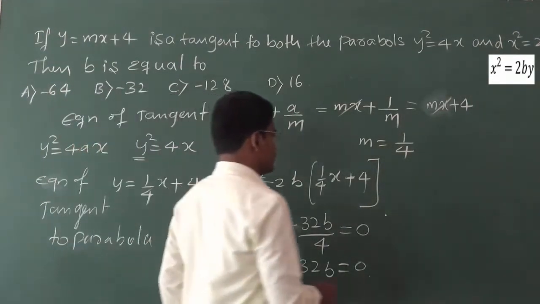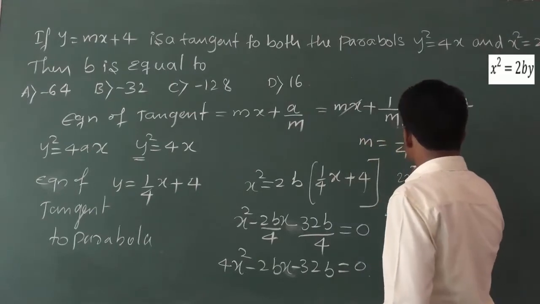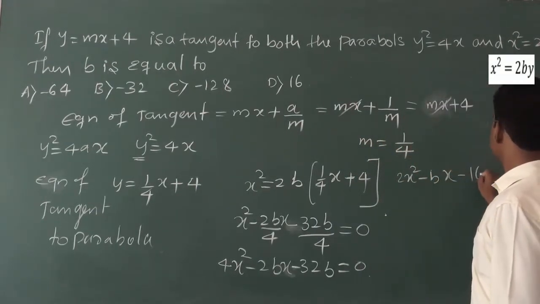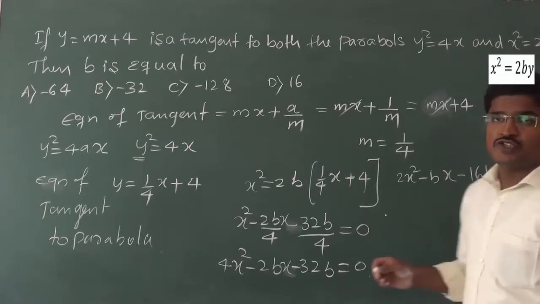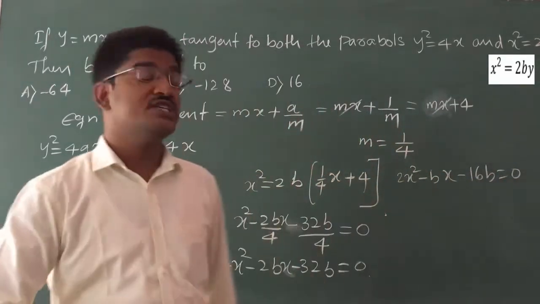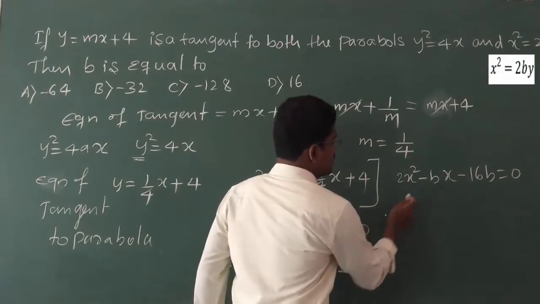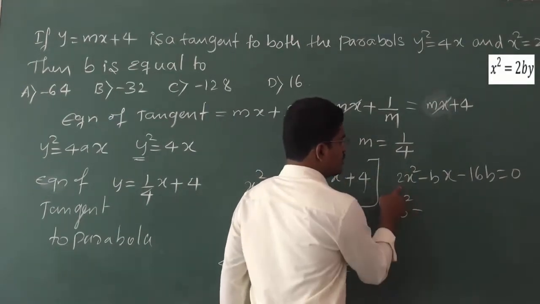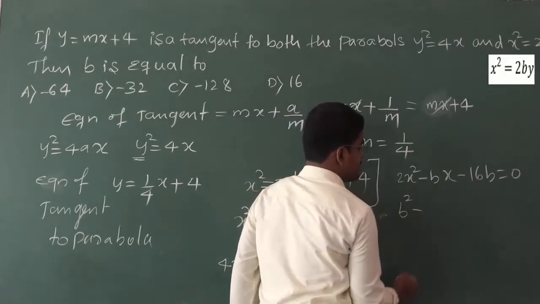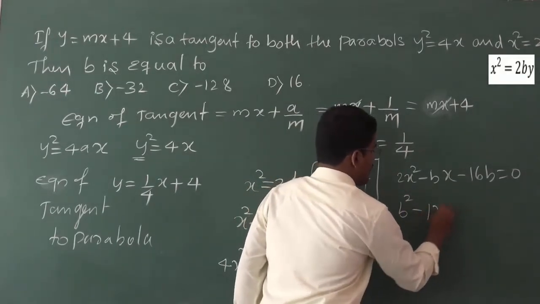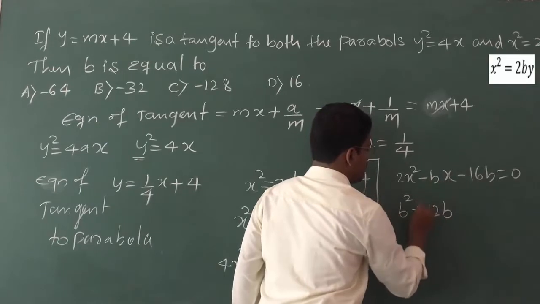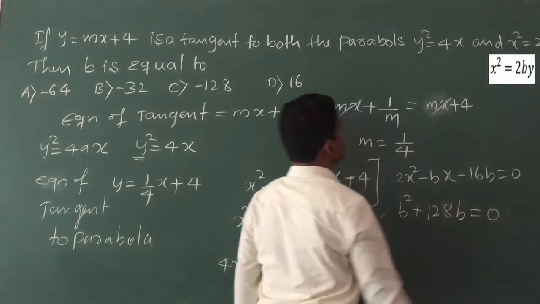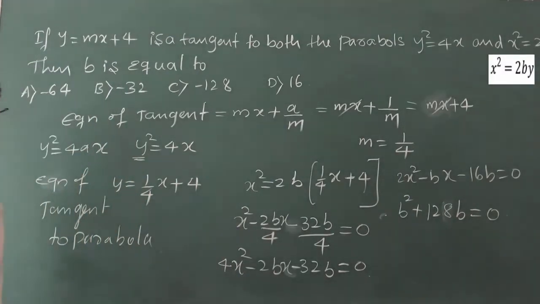If I take 2 common from this, it will be 2x square minus bx minus 16b equal to 0. So now I will calculate b square minus 4ac equal to 0. That is b square minus 4ac means 4 into 2, 8. 8 into 16 will be 128. Minus into minus will be plus. 128b equal to 0.